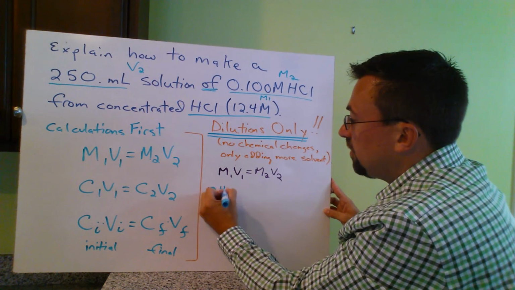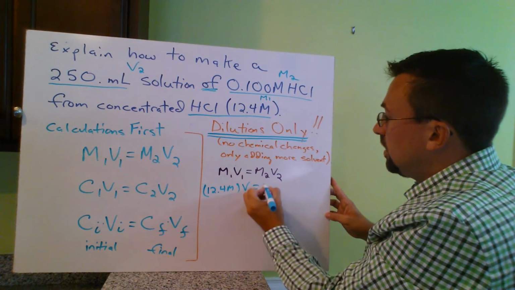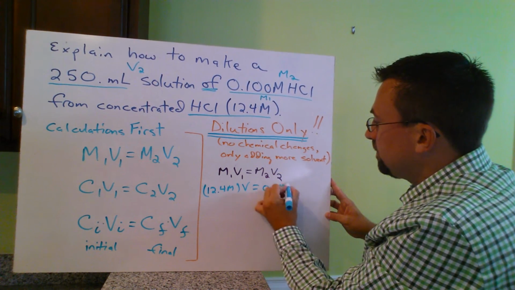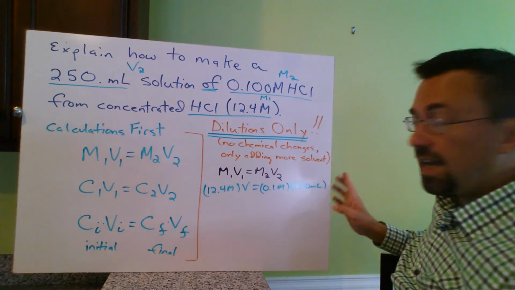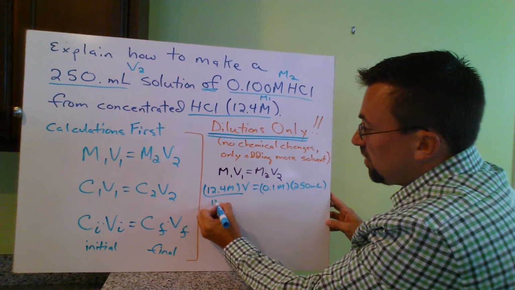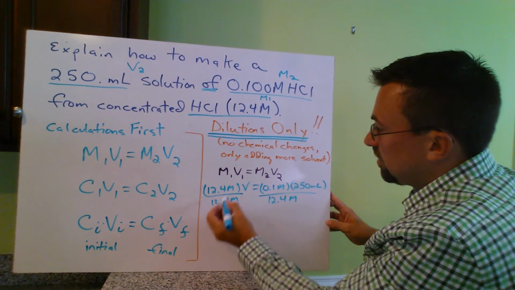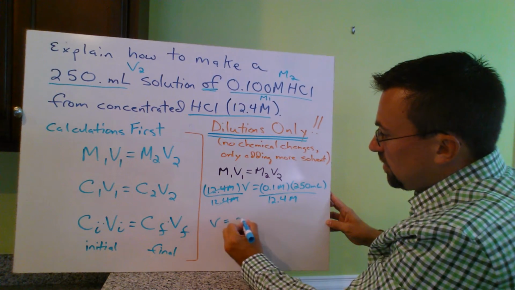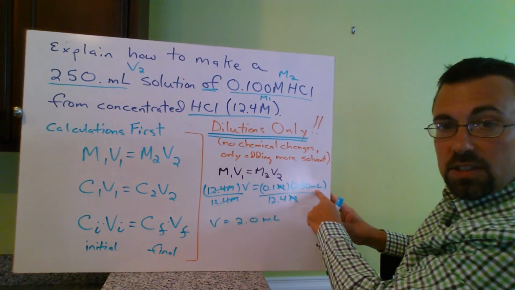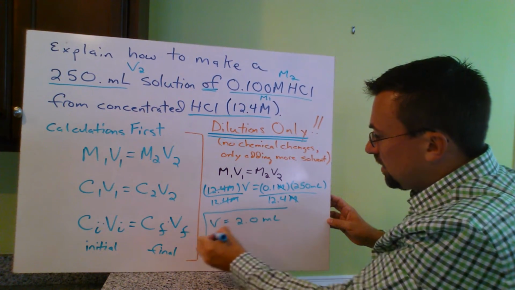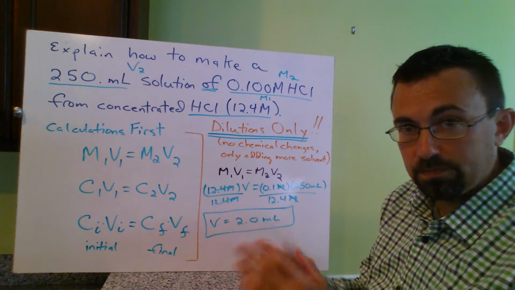So this would just be 12.4 molar times our initial volume equals 0.1 molar times 250 milliliters. Now, all we have to do is divide both sides by 12.4 molar, and we are done with this calculation. Our volume is 2.0 milliliters, since that's what's left here. And that's it. So you need to use 2 milliliters of stock solution.